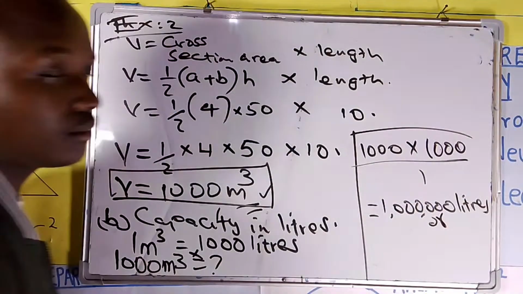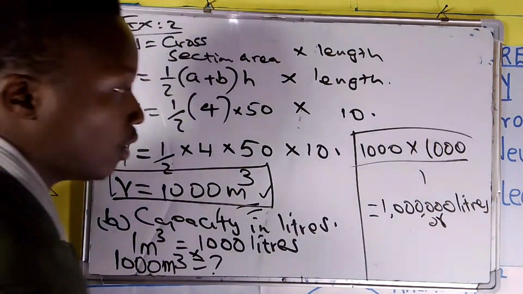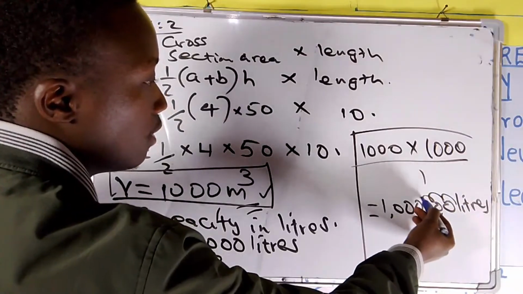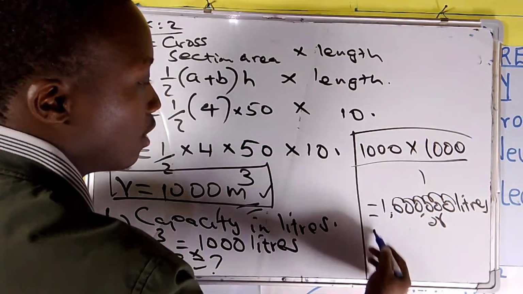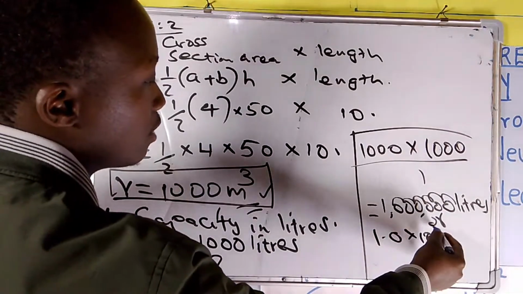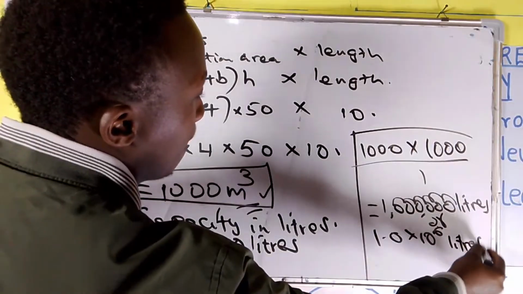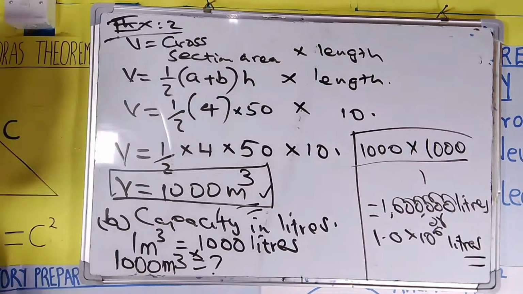Or 1 million liters, or you can write this one in standard form. 1, 2, 3, 4, 5, 6. That is 1.0 times 10 to power 6 liters. You can write it as standard form.